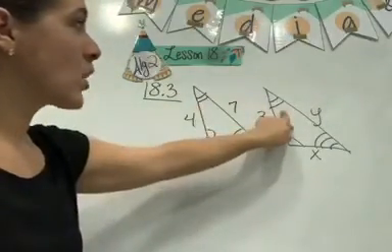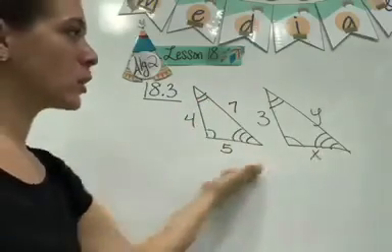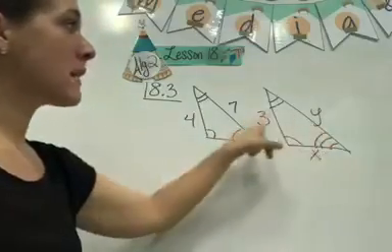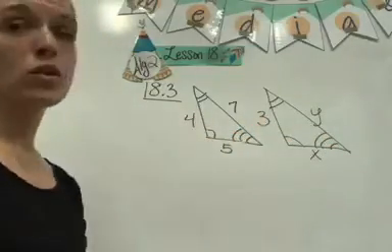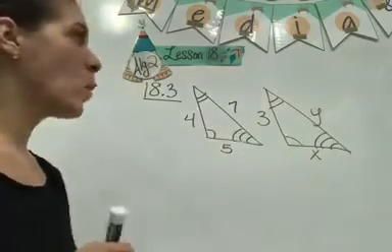This and this are the same, so that means that the sides across from the angles are similar, which means they have a ratio relationship. This and this are the same, so that means the sides across from the angles have a ratio relationship. So we can use ratios to find our x and y.